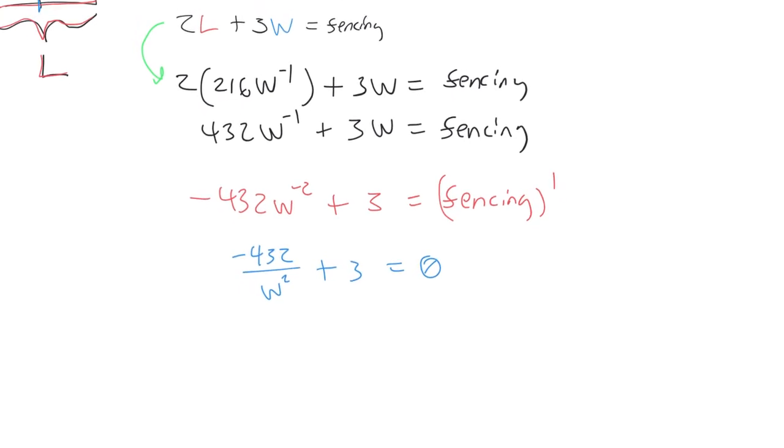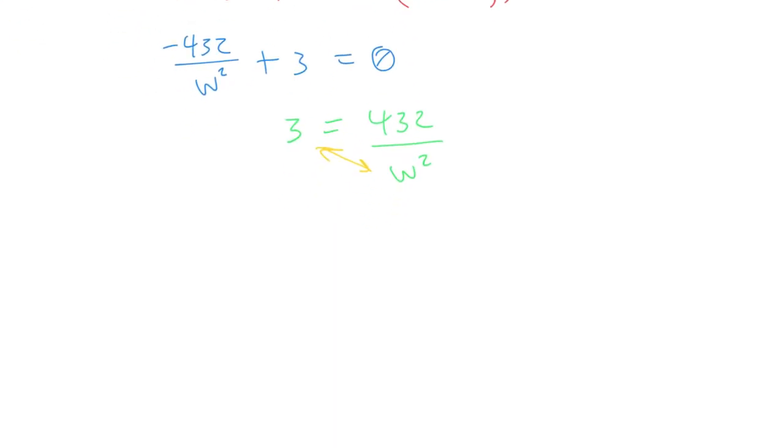If we were to add 432 over W squared to both sides, we would end up with 3 equals 432 over W squared. We could then swap these out. You would end up with W squared equals 432 divided by 3. Now 432 is divisible by 3. That would be 144, I believe. Yes, and then we have W squared, so W equals 12.